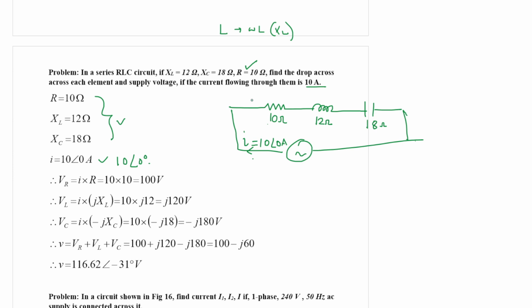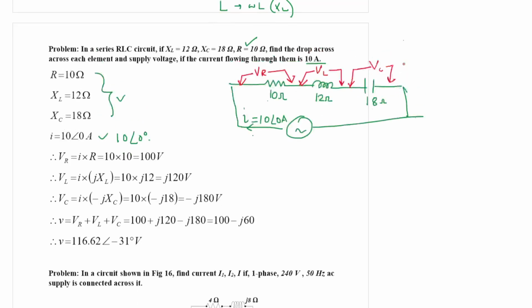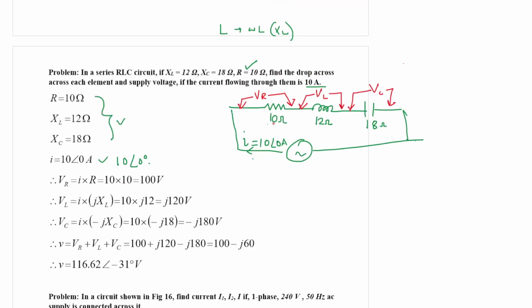Find the drop across each element is like this. If this is resistance, then the resistive drop is VR. Inductive drop is VL, and capacitive drop is VC. So VR is just, the current is 10 ampere, so 10 into 10, 100 volt. So VR is 100 volt.